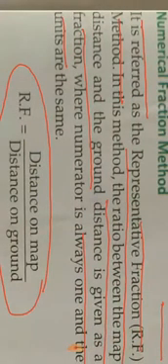Second method is numerical fraction method. It is referred to as the representative fraction method or RF. In this method, the ratio between the map distance and the ground distance is given as a fraction. RF is equal to distance on map by distance on ground. The numerator represents the map distance and the denominator represents the ground distance. It is more accurate as compared to verbal scale. It can be converted into any unit of measurement and has universal application.